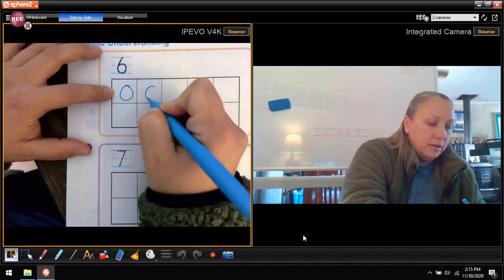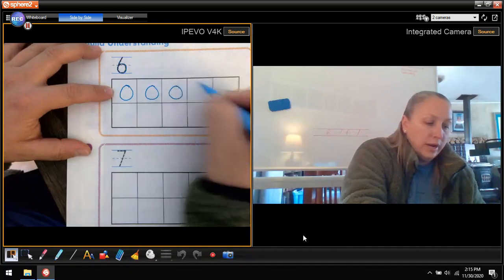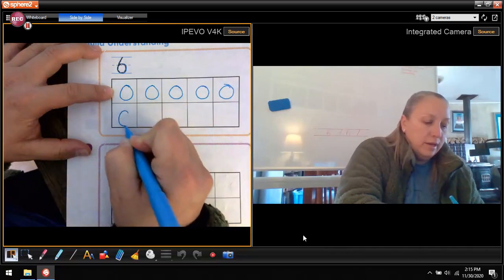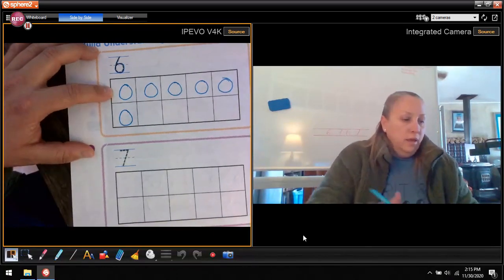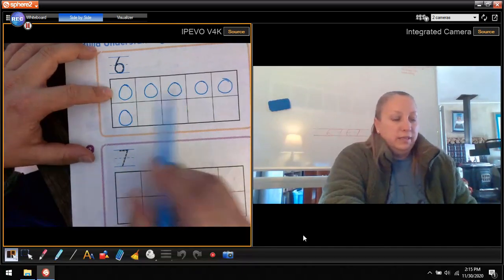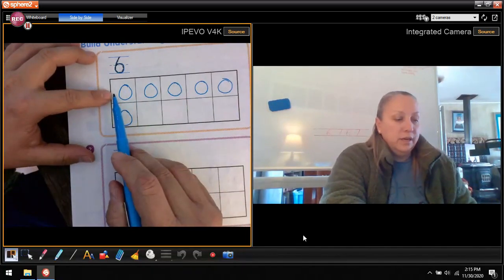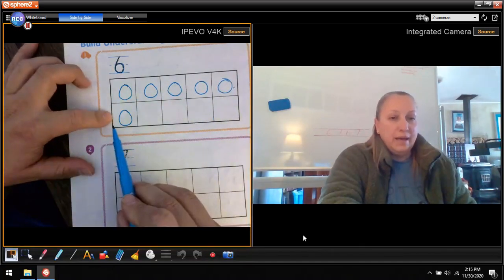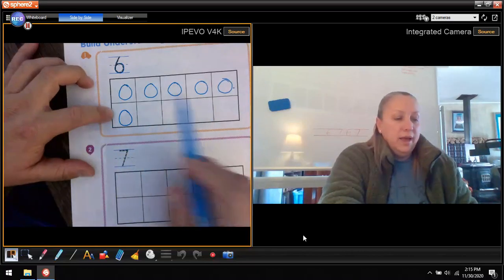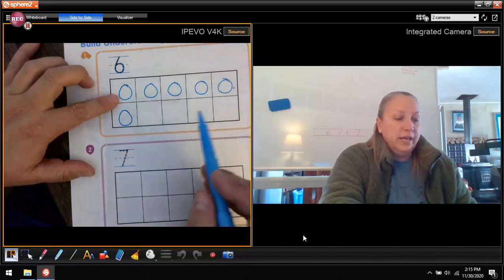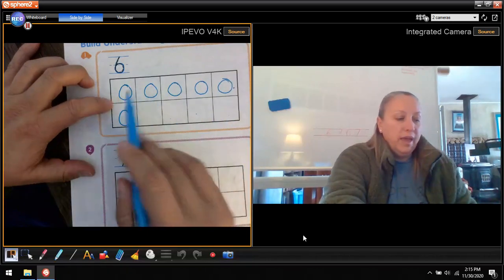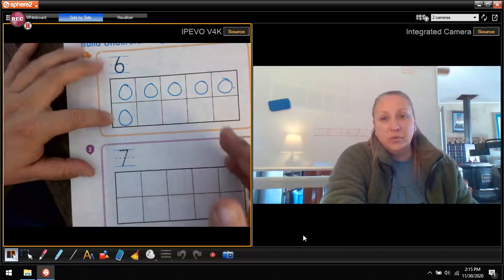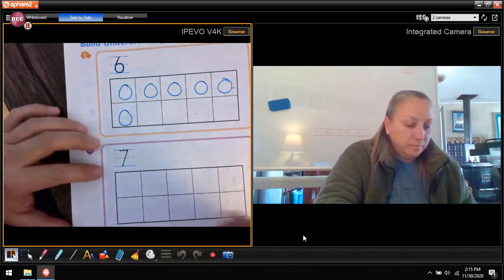1, 2, 3, 4, 5, 6. Now remember, there's also a reason for this. We want to always start from the left and draw them all the way to the right. And then when we come down to the next line, we have to come back to the left and go to the right. I don't want to see counters here and a counter here or here or here. They have to be from left to right, okay? That's how we teach our reading, and so we need to keep it all the same.